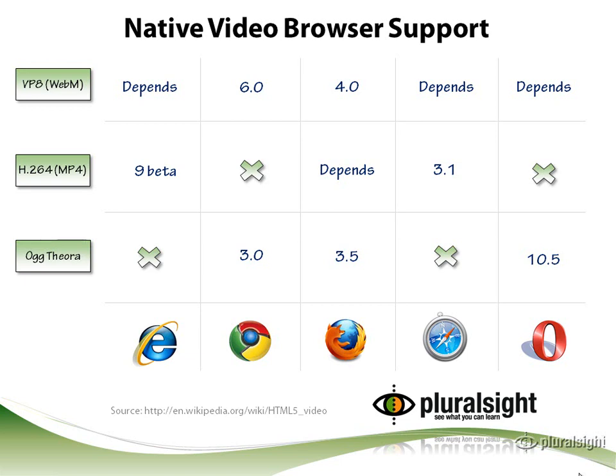H.264 or MP4 format is in the IE9 beta, which should make it to RTM, I would imagine. It is not supported at all on Chrome, and it depends for Firefox, and it is supported in 3.1 of Safari, and Opera simply will not support H.264. Then we'll take a look at Ogg Theora. Internet Explorer again has said that they will not support Ogg Theora, but Chrome and Firefox and Opera all support it, and Safari also is opting out.